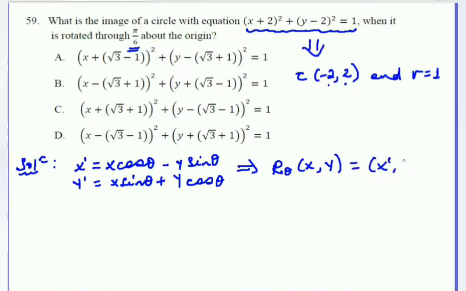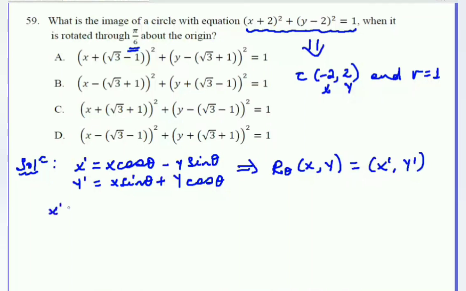Okay, so let us calculate this x prime and y prime. Here we do have x, this is y, so substitute everything here. So our theta is pi over 6, which is 30 degrees.